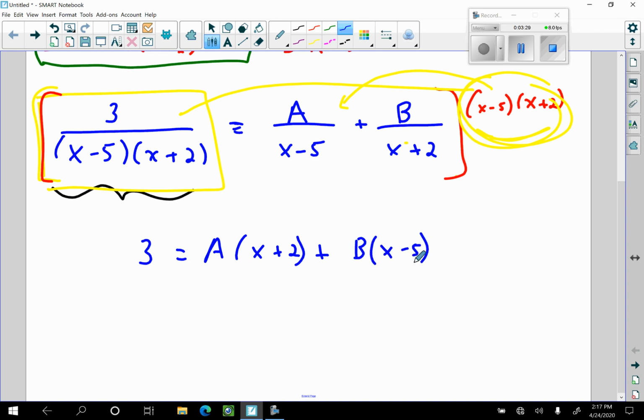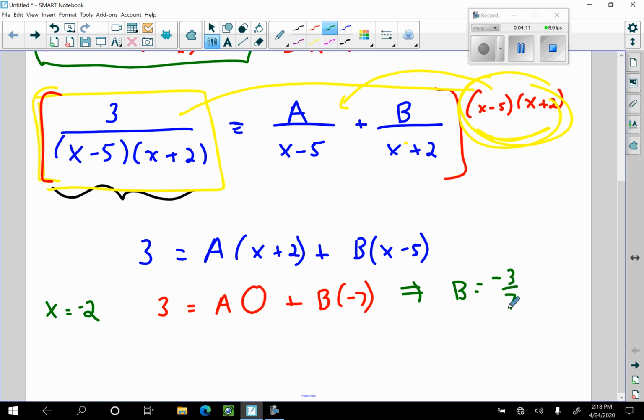And now what we want to do is figure out what A and B are. So how do you do that? The first thing you're going to do is let x equal negative 2. This method should become familiar to you. It's very simple analytical work. So if x is negative 2, wherever I see x, I put a negative 2. I have 3 is equal to A times 0, plus B times negative 7. That says 3 is equal to B times negative 7. So B is equal to negative 3/7.